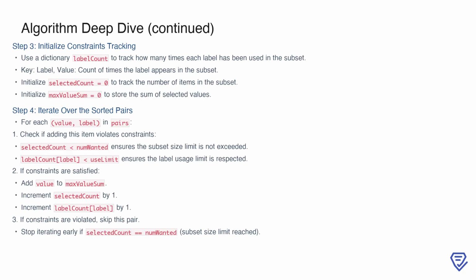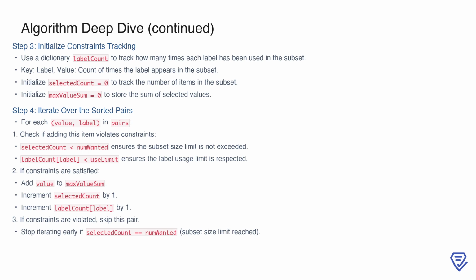With these in place, we iterate through the sorted list of pairs. For each pair (value, label), we verify whether adding it to the subset would violate the constraints. Specifically, we check that the total number of selected items does not exceed num_wanted and that the label's usage does not go beyond use_limit. If both conditions are satisfied, we add the value to max_value_sum, increase selected_count by 1, and update labelCount for the current label. If any constraint is violated, we skip the current pair.